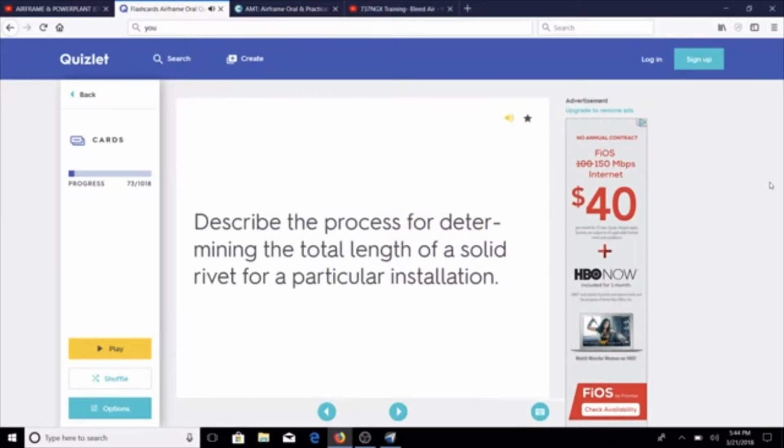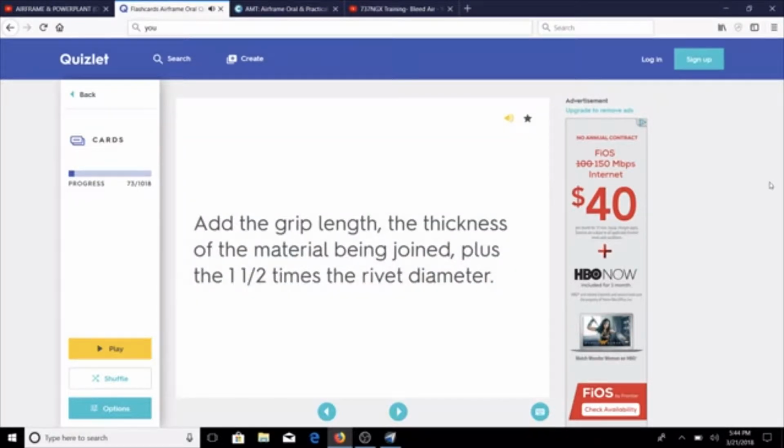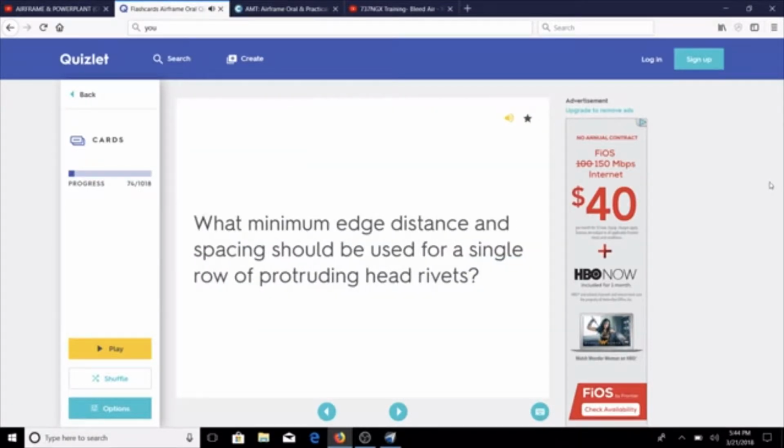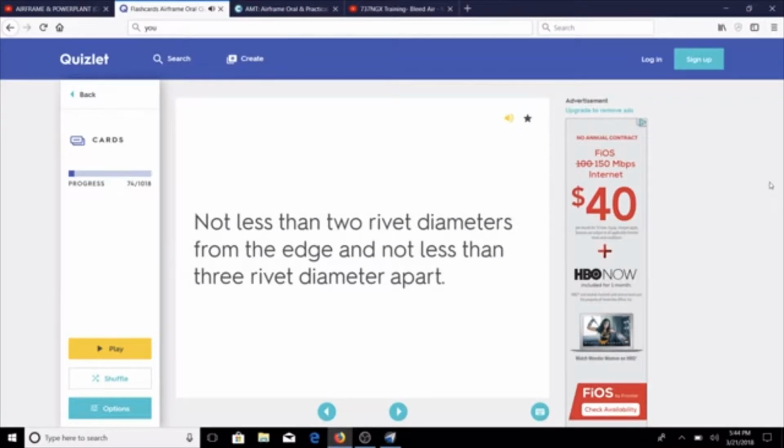Describe the process for determining the total length of a solid rivet for a particular installation. Add the grip length, the thickness of the material being joined, plus 1 1/2 times the rivet diameter. What minimum edge distance and spacing should be used for a single row of protruding head rivets? Not less than 2 rivet diameters from the edge and not less than 3 rivet diameters apart.